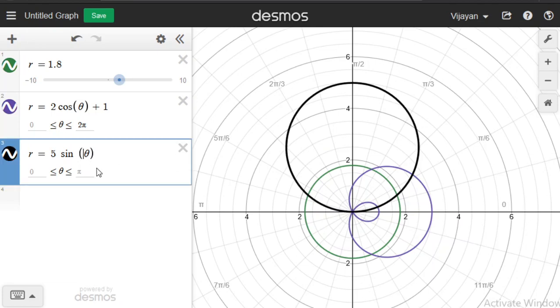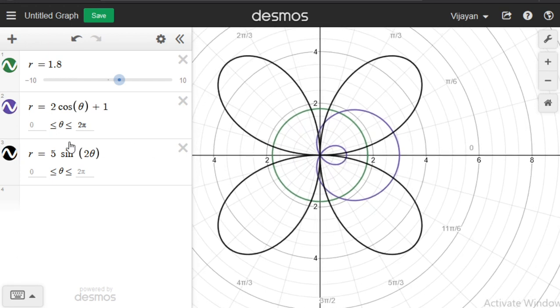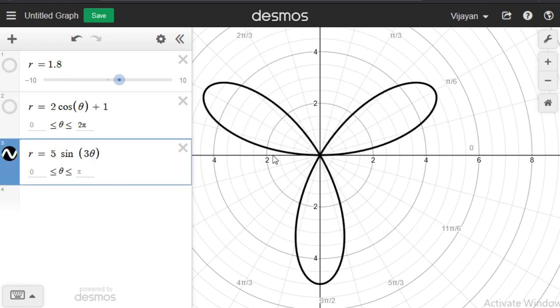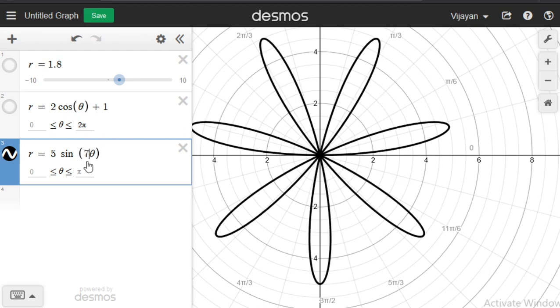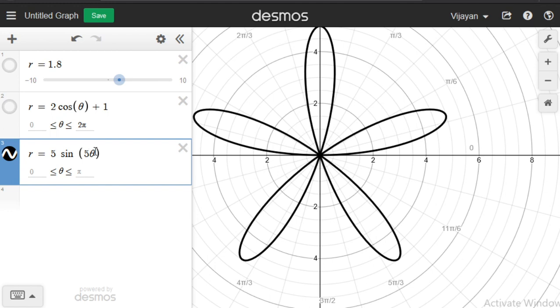Then suppose I make it 2 theta, then this becomes something like this. This is a kind of experimentation that is going on. For r equal to 2 theta, it is giving me this. For r equal to 3 theta, there are 3 blades. For 4 theta, it is like this. For 5 theta, like this.